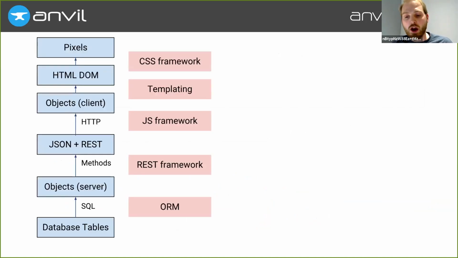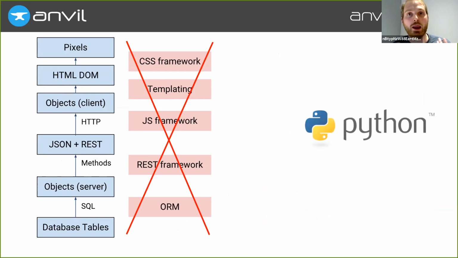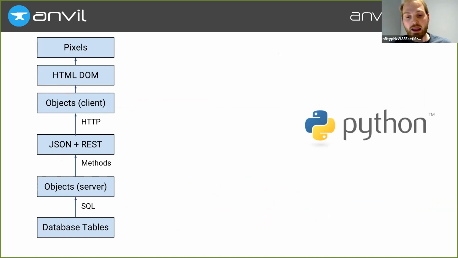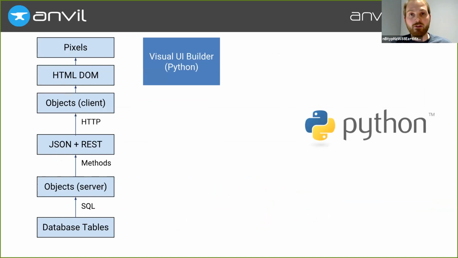Well, this is our approach. We take this huge number of representations and all these translation frameworks, and we replace them all with a single representation in Python. So we are putting Python at every layer in this stack. How we do it is we have a visual UI builder instead of having to muck with code and then effectively recompile in order to see every UI change. We write Python code even for the code that runs in the browser.